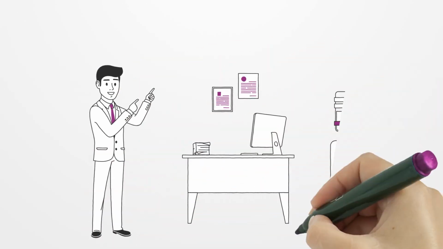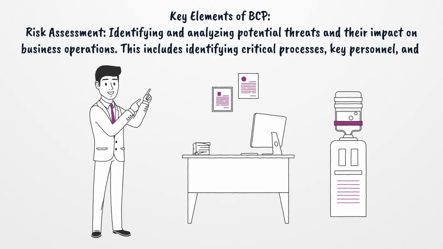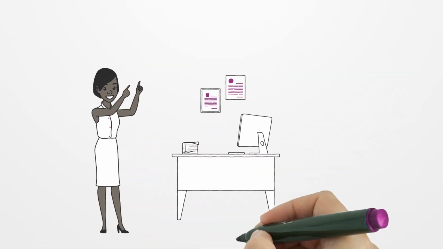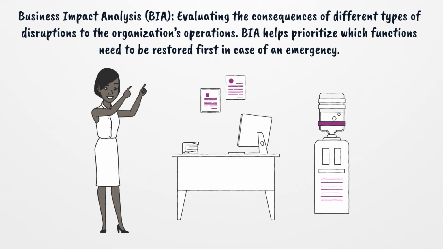Key elements of BCP. Risk assessment, identifying and analyzing potential threats and their impact on business operations. This includes identifying critical processes, key personnel, and necessary resources. Business impact analysis, BIA, evaluating the consequences of different types of disruptions to the organization's operations. BIA helps prioritize which functions need to be restored first in case of an emergency.